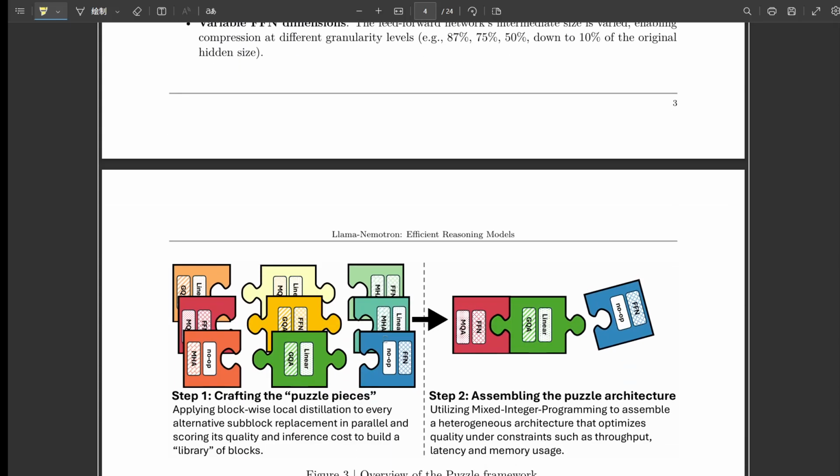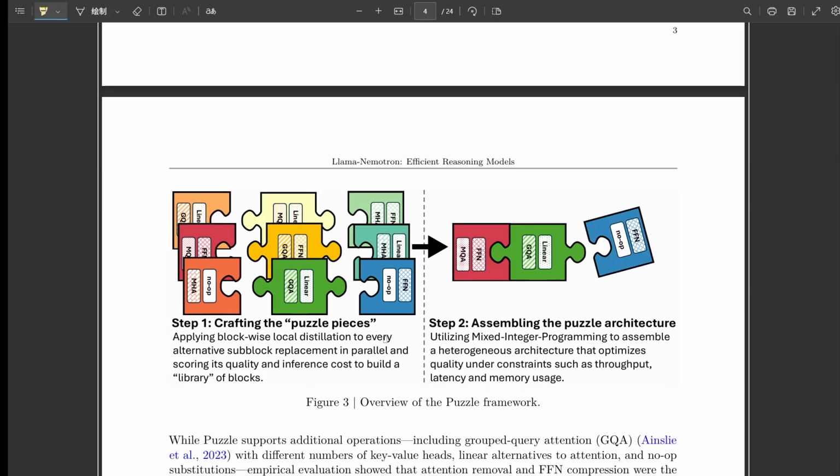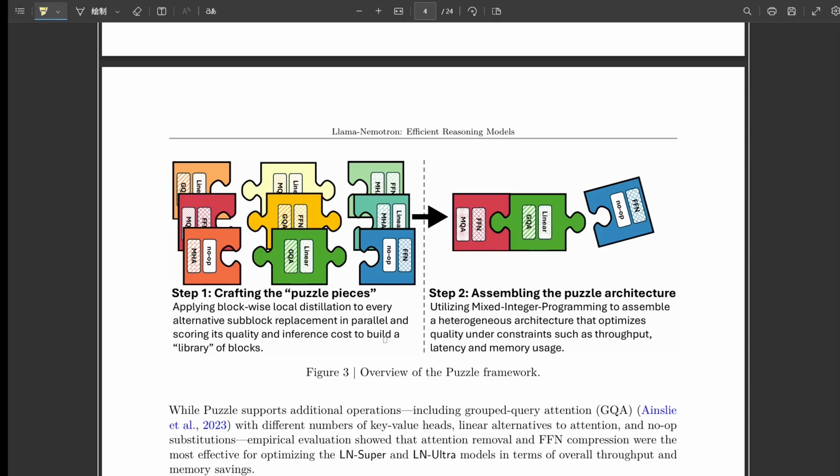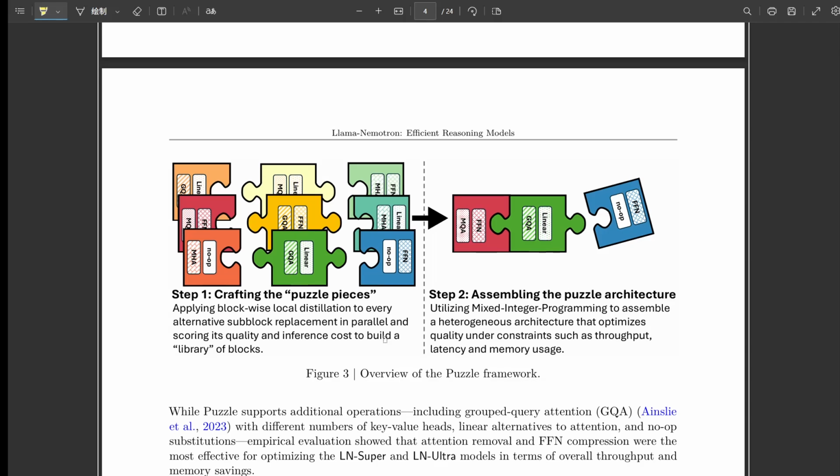Puzzle's twist is how it searches. Instead of looking at every possible architecture, which is astronomical, it does this blockwise local distillation. Blockwise meaning? Think of a transformer model as being built from repeating blocks. Puzzle focuses on optimizing each type of block individually. It creates a whole library of alternative, more efficient versions of these standard transformer blocks. Okay, so it's like having a toolbox with different versions of the same tool, some faster, some using less power. What are the trade-offs with these alternative blocks? Exactly like that. Some alternatives might be much faster computationally or use less memory. They mention things like removing the attention mechanism in some blocks.